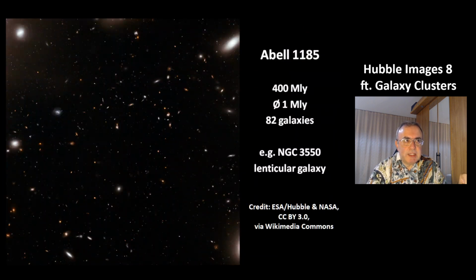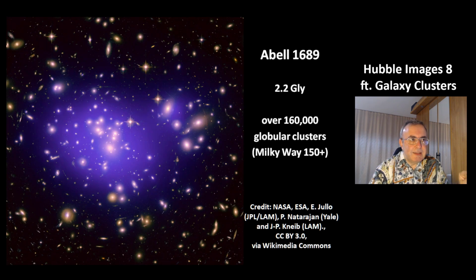This is Abell 1185 at a distance of 400 million light years. Its size is 1 million light years. It contains 82 galaxies, one of which is the lenticular galaxy NGC 3550. This is the cluster Abell 1689 at a distance of 2.2 billion light years. It contains over 160,000 globular clusters. For comparison, the Milky Way has around 150 globular clusters.